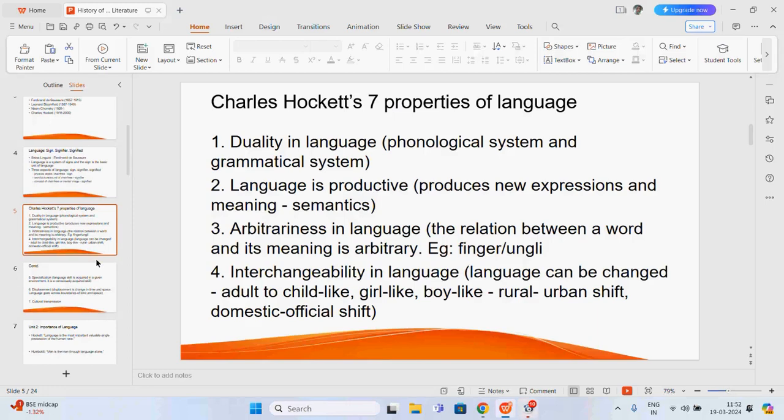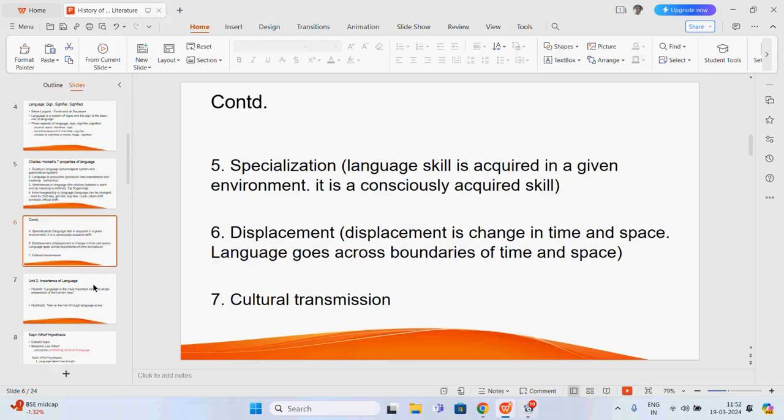Let us move to the next slide. Another property of language, as laid down by Charles Hockett, is specialization. If a child is completely cut off from a family, if a child is kept away from other human beings, do you think the child will learn human language? No. Language skill is acquired in a given environment. It is a very consciously acquired skill. And again, it depends on the situation where a child is placed in. According to the environment, the child picks up language abilities.